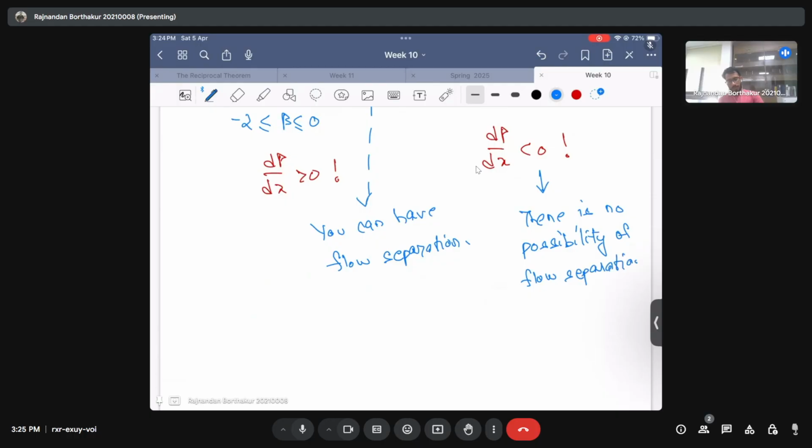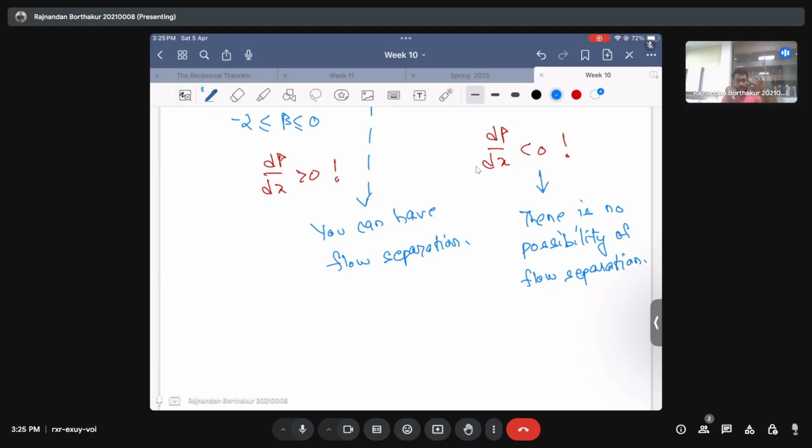And this is again obvious because if your dp/dx is less than 0, pressure is essentially assisting in the direction of flow, meaning that inertia and pressure are assisting each other, and that's why it will keep the fluid adhered to the surface of the plate, and they will move along. They will glide along the surface of the plate without the flow getting tired and leaving the surface of the plate.